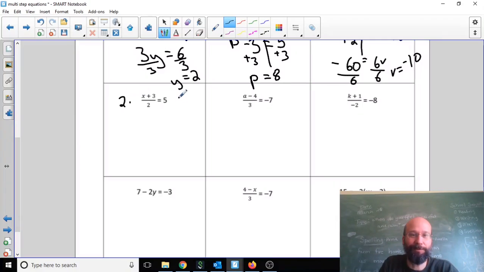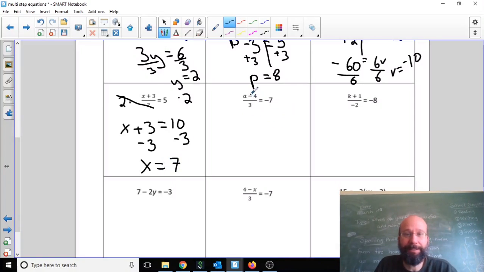So we're going to multiply 2 to both sides. That cancels this, and it's no longer a fraction. And 5 times 2 is 10. And now we just move over the plus 3. We make it a minus 3. And x equals 7. So this one is the same way. Again, it's a big fraction, so we have to move that bottom number over by multiplication.